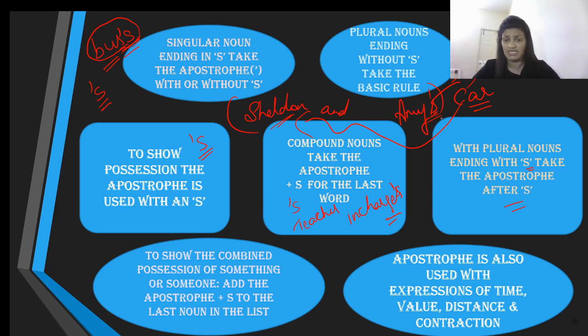And apostrophe is also used to express value, distance, and also contraction. Contraction as in is not. When you put it together, it becomes isn't. So here is your apostrophe. Similarly, we have other contractions as well, like are not, will not, was not, etc.